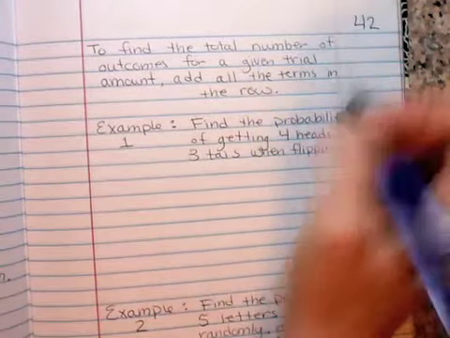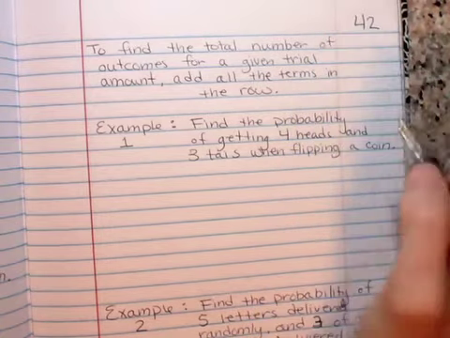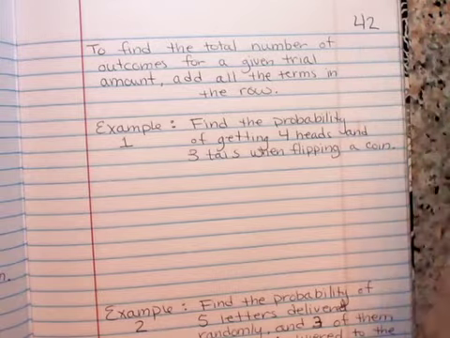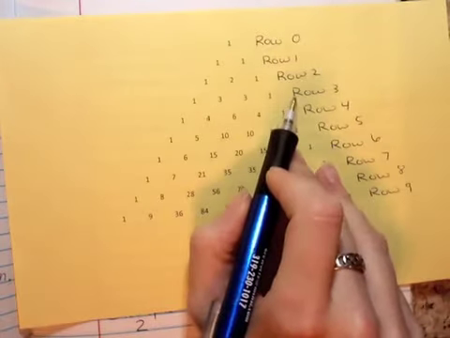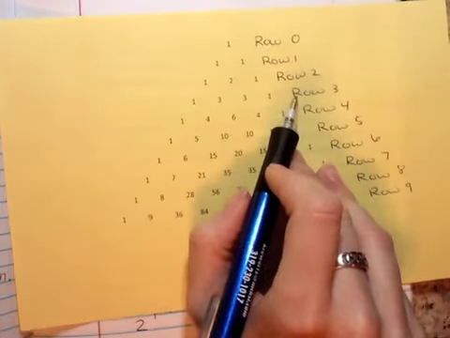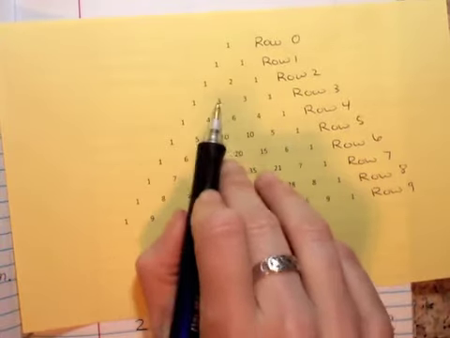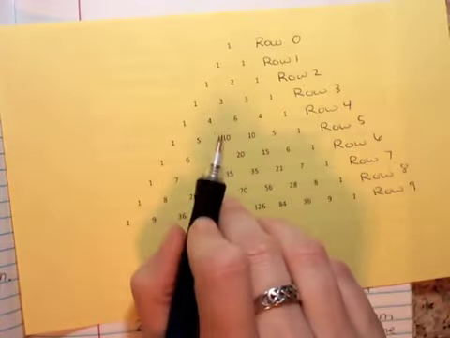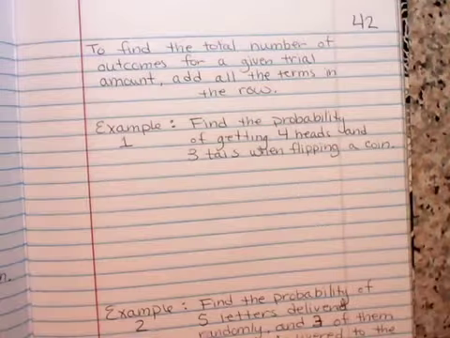So to find the total number of outcomes for a given trial amount, we're going to add all of the terms in the row. So if we look back at our row 3, the total number of outcomes, we would add 1 plus 3 plus 3 plus 1, and for row 3, the total outcomes, there are 8.